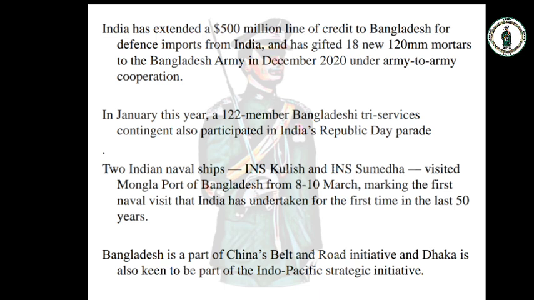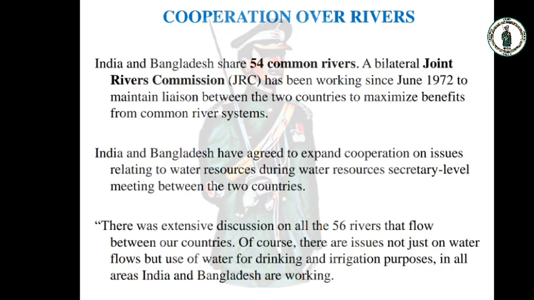And we all are aware that Bangladesh is also a part of China's Belt and Road Initiative, and now they are also keen to be a part of the Indo-Pacific Strategic Initiative. And the second area is cooperation over rivers. Both the countries share 54 common rivers, and for that a bilateral Joint Rivers Commission has been working since 1972 so that both the countries can maximize benefit from this common river system. And recently India and Bangladesh have agreed to expand cooperation on these issues during the recent secretary level meeting.